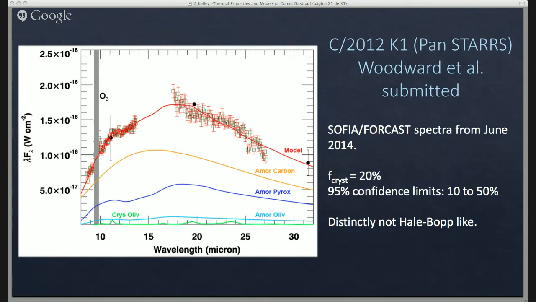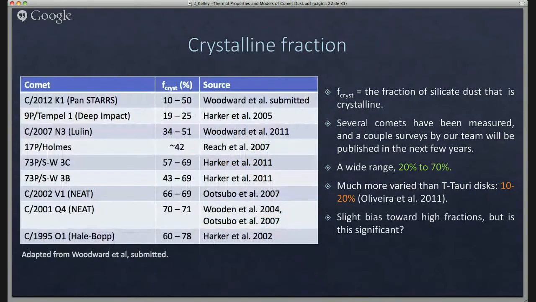Going through the literature, this is a table that I've adapted from our submitted paper. We have a range of that crystalline fraction. K1 Pan-STARRS is at one end, along with Tempel 1, and Comet Lulin, another more recent Oort cloud comet. On the other end is Hale-Bopp again, Q4 NEAT, which had a very Hale-Bopp-like spectrum, and V1 NEAT was another Oort cloud comet. Either way, we have a wide range of this crystalline fraction.